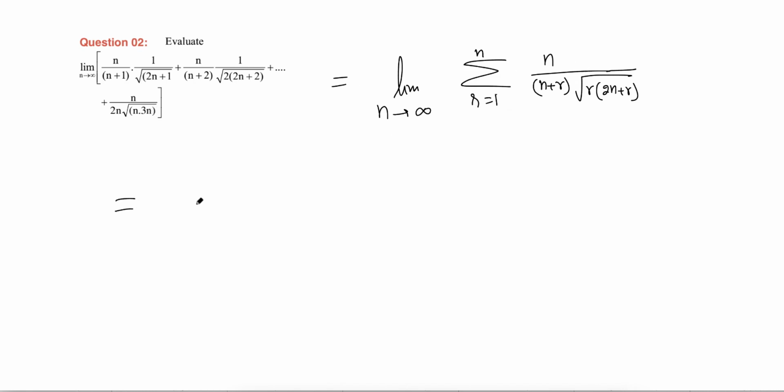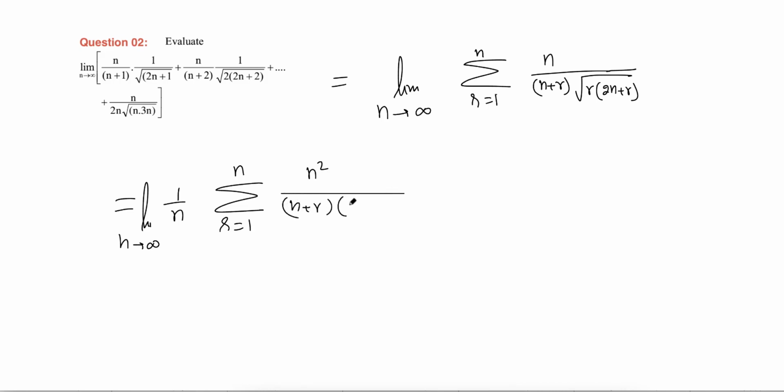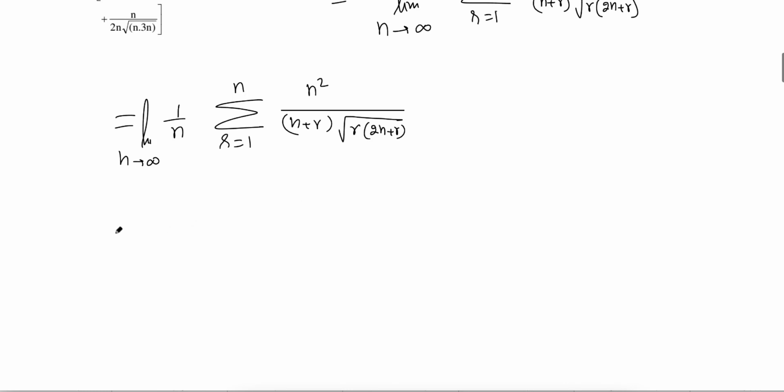For this, we always need 1 by n outside, so forcefully bring 1 by n outside. Of course, limit n tending to infinity, sigma r equal to 1 to n, and since I divided by n, I will multiply n square. N square by n plus r into root of r into 2n plus r. I'm sure it's clear to everybody. Is it right? No. But I want the f of r by n format.